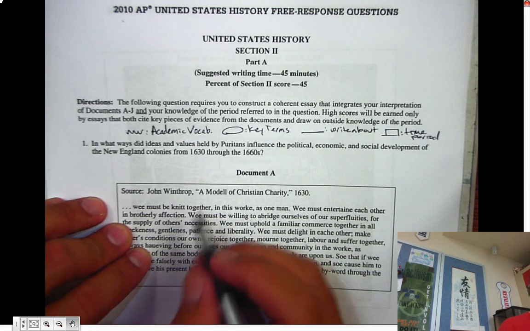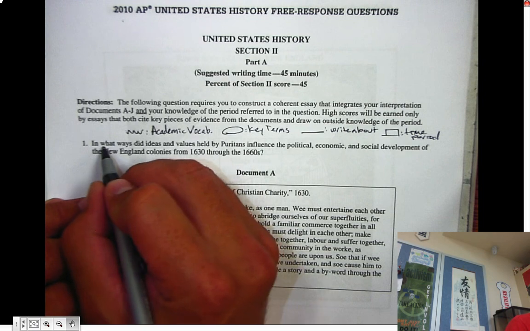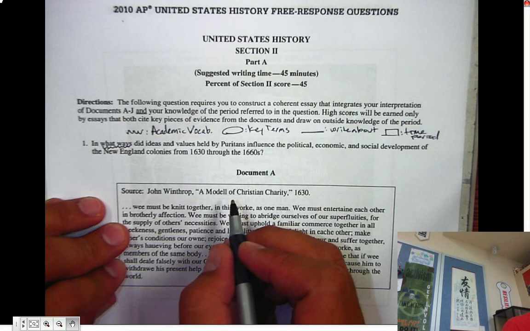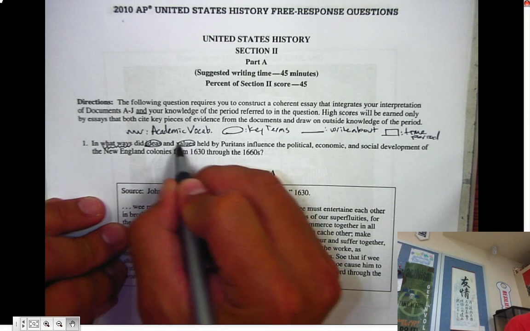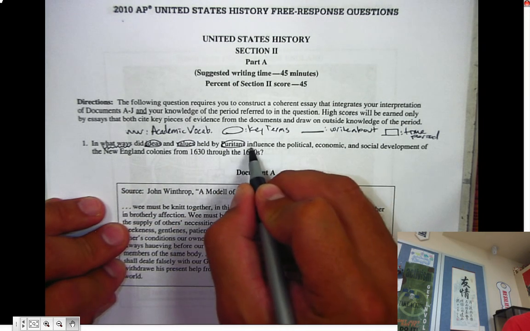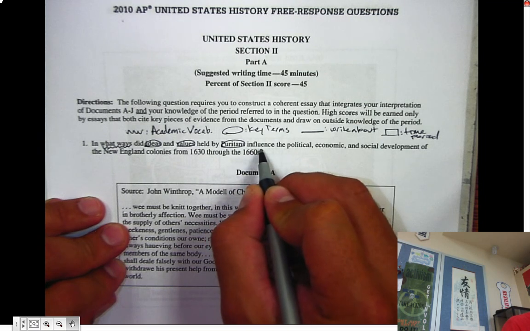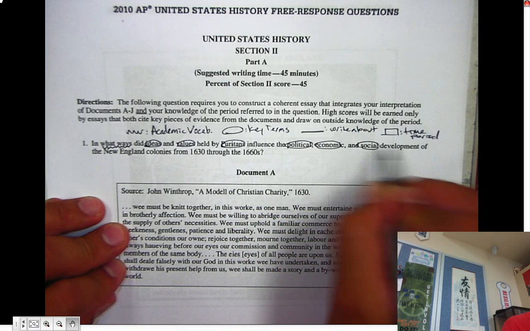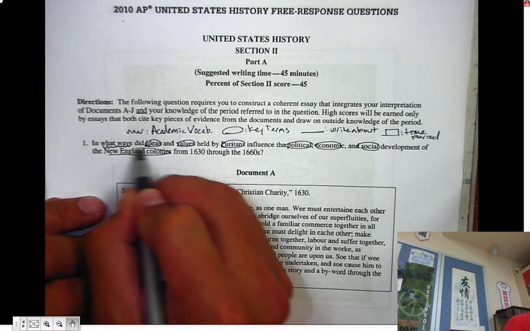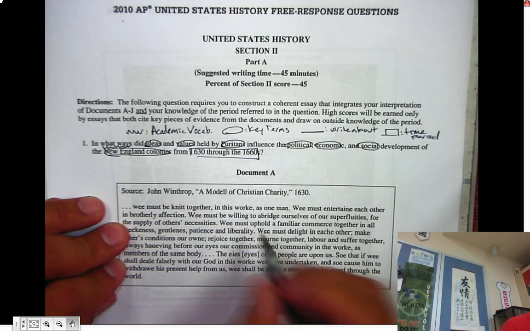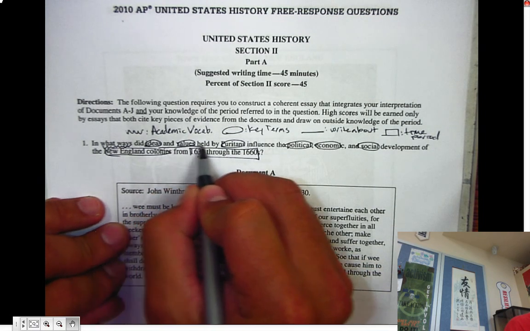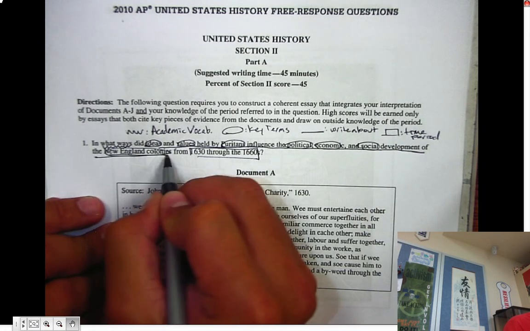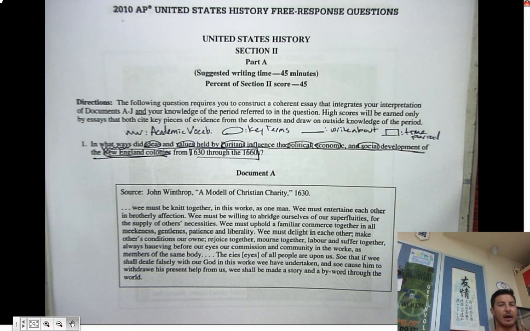Okay. So when I look at this, "in what ways?" The "what ways" is the academic vocab. The big idea is the ideas and values that were held by Puritans, and how they influenced the political, economic, and social development of the New England colonies from 1630, so that's what I underline here. What do I need to understand? I really need to figure out how the ideas and values held by Puritans influenced the political, economic, and social development of the New England colonies. So really, it's all of that.